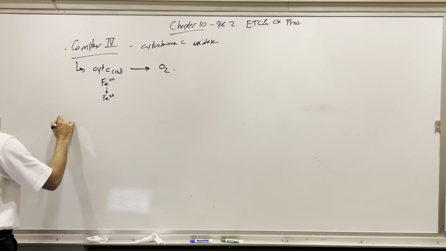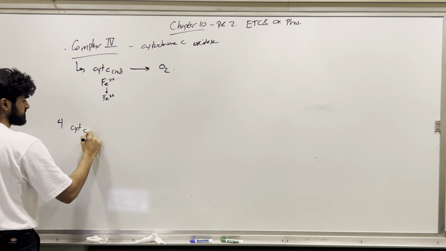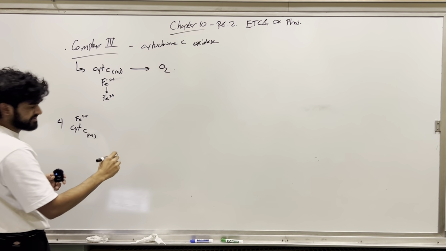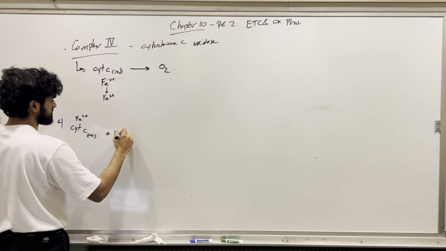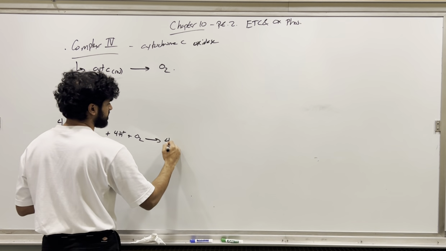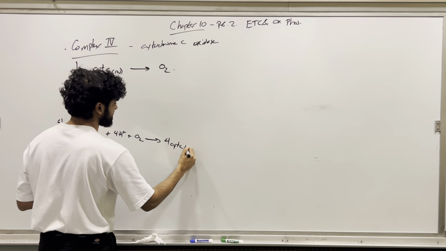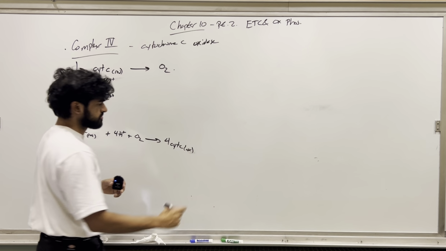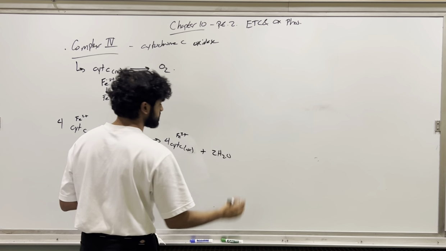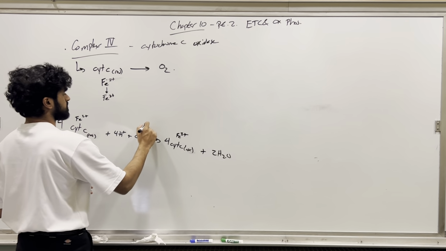The overall reaction is 4 cytochrome C reduced, or Fe2+ cytochrome C, plus 4H+, plus oxygen, yields 4 cytochrome C oxidized, or Fe3+, plus 2H2O. And that favorability also pumps protons through the membrane.